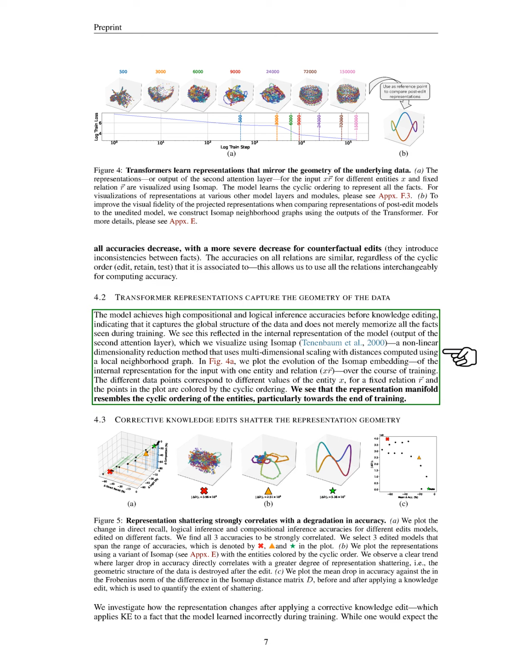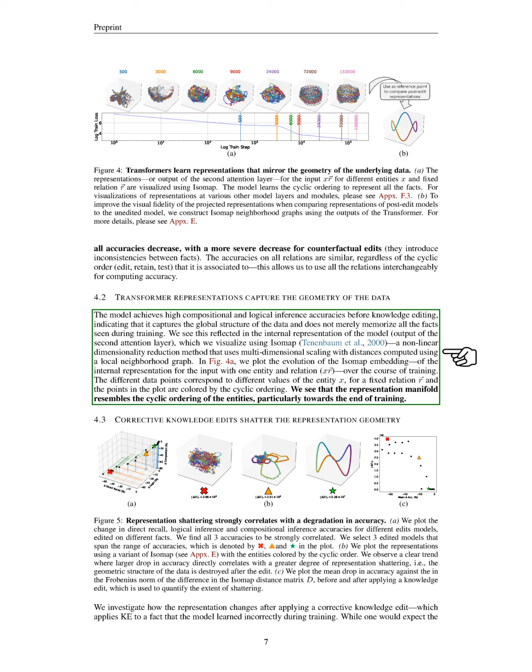The model shows high compositional and logical inference accuracies before knowledge editing, suggesting it understands the overall structure rather than just memorizing facts. We visualize this using isomap, a method for reducing dimensions based on local neighborhood graphs. We plot the evolution of the internal representation during training, showing how different entity values relate to a fixed relation, colored by cyclic ordering. The representation manifold reflects the cyclic ordering of entities, especially towards the end of training.